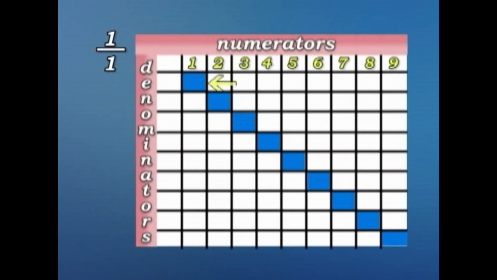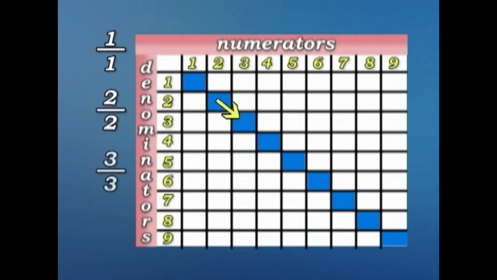But this blue square is the same as 1 over 1. So now we have to fill in the denominators. So next to the blue square, write 1 in the first column. And fill in the first column all the way down. So now you can see that 1 over 1 is the same as 2 over 2, is the same as 3 over 3, is the same as 4 over 4. They are equivalent fractions and they're all colored the same way.